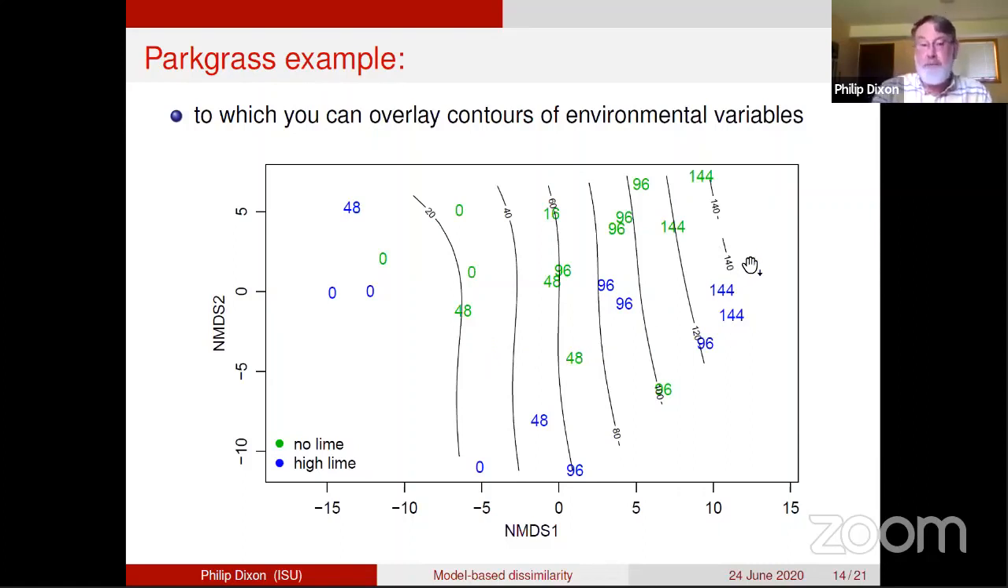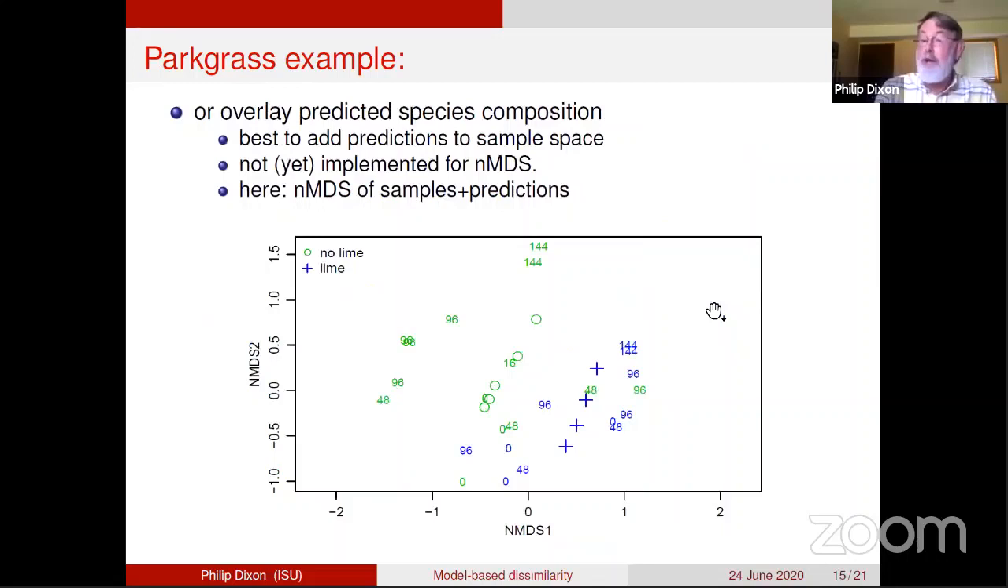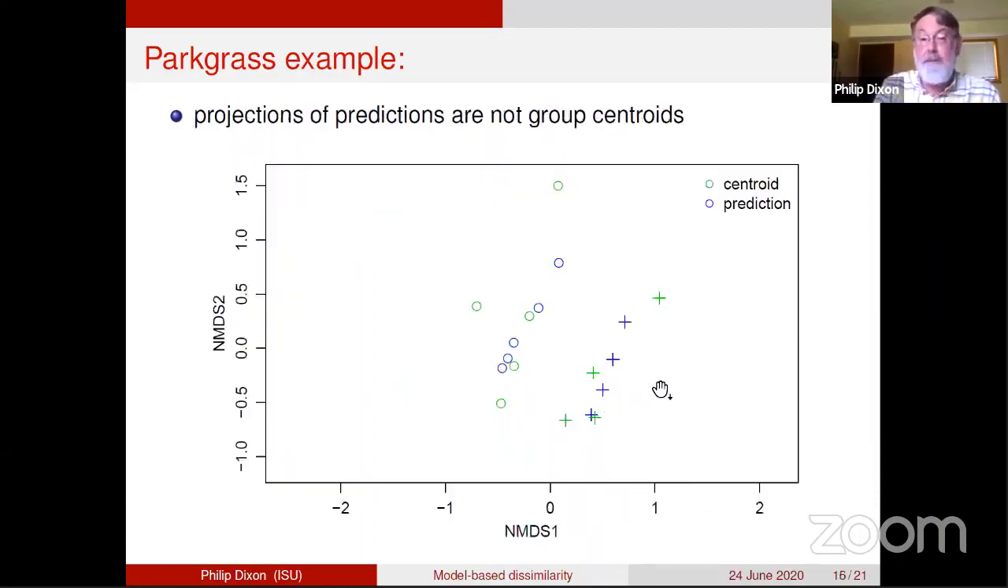across the ordination space. We can calculate from the many-any model predicted species composition, and one can overlay that predicted species composition into the multidimensional space. That's very easy to do with metric multidimensional scaling. It's a computational challenge for non-metric multidimensional scaling, but one can just simply do non-metric multidimensional scaling on an augmented data set, adding the predicted species composition.